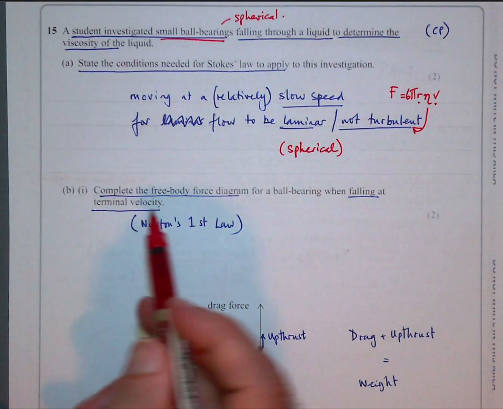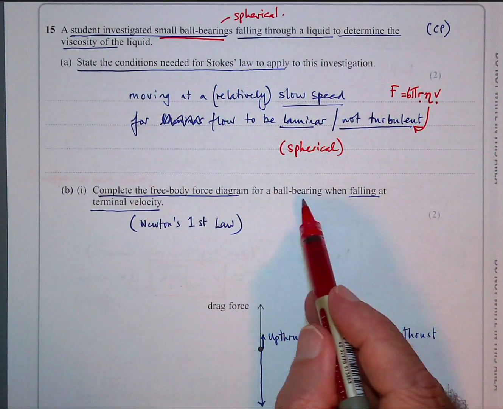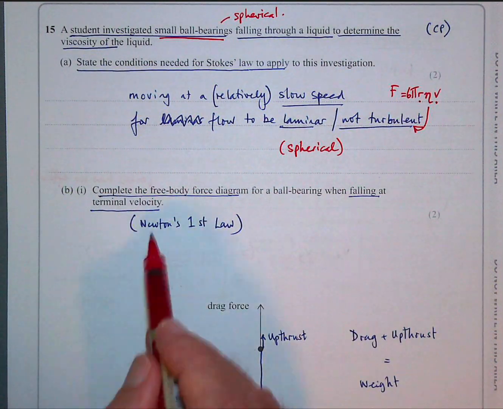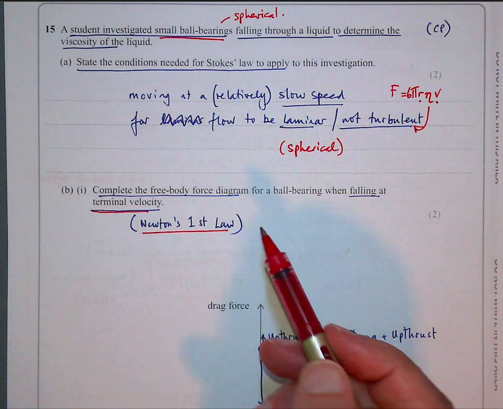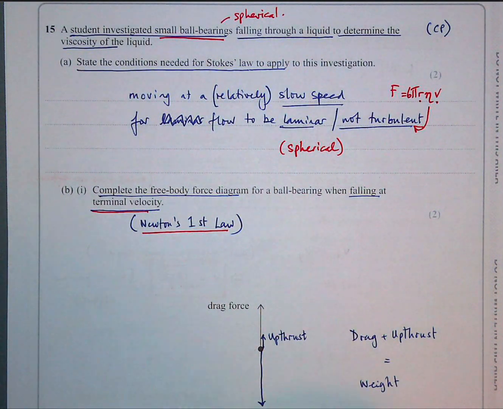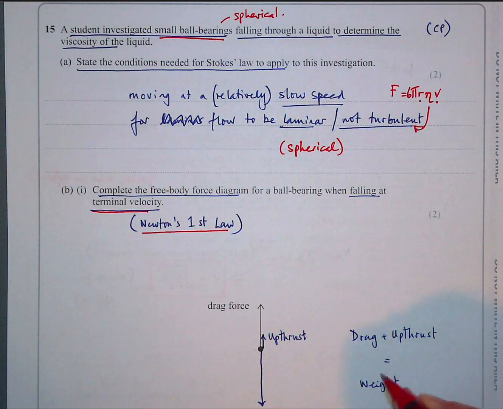Then it says complete the free body force diagram for this ball bearing when it's falling at terminal velocity. Well, terminal velocity means constant velocity, so constant velocity means Newton's first law because it is a balanced situation. So once we have a balanced situation, the up and down forces, drag and upthrust upwards, must be equal to the weight.